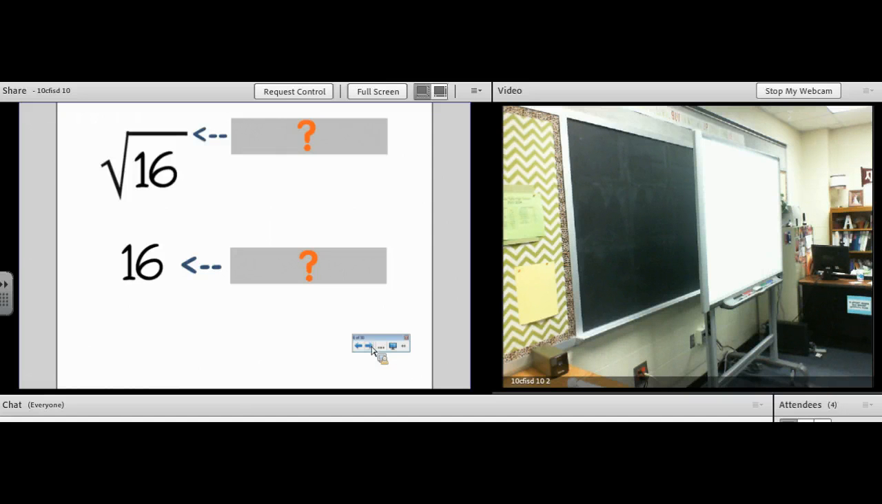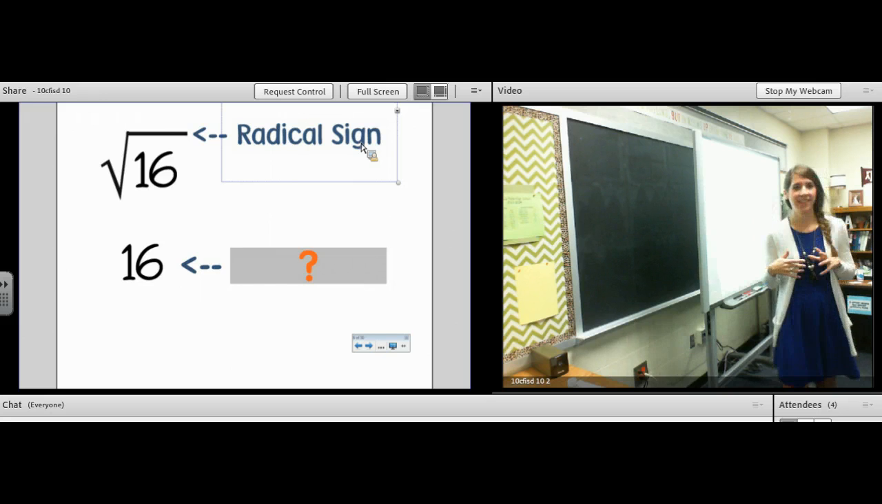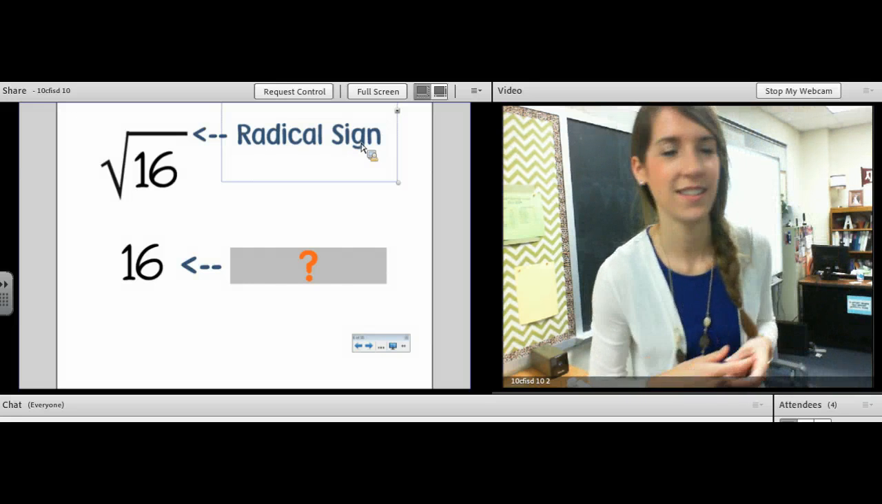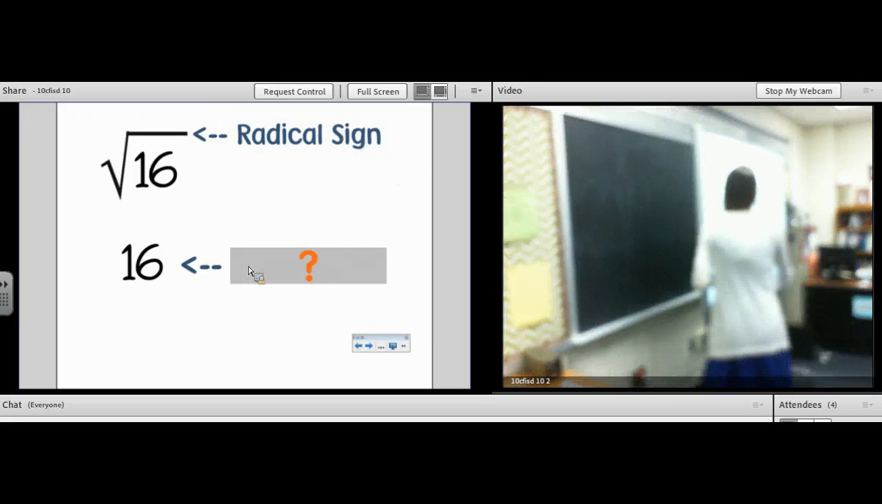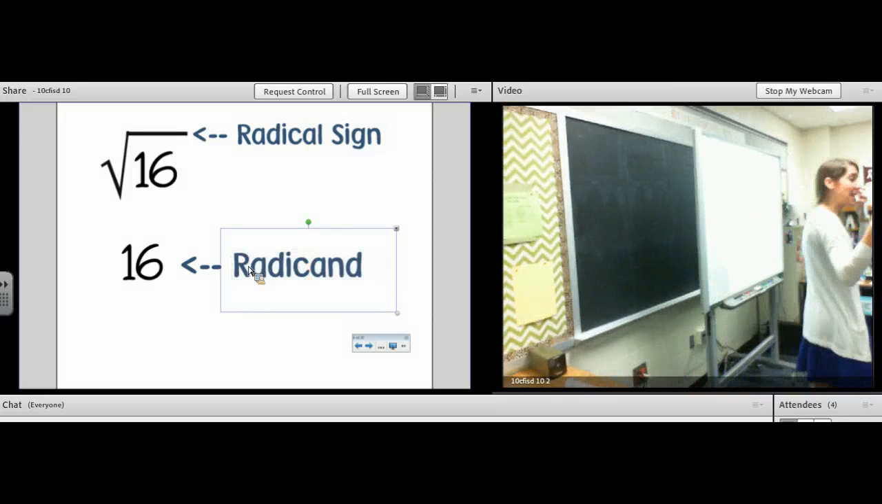If we've got square roots, what is the square root sign called that starts with an R? It's a radical, and you all knew that already. But did you know what the number under the radical is called? The base. The mother. Don't know it? Radican. Oh, close.